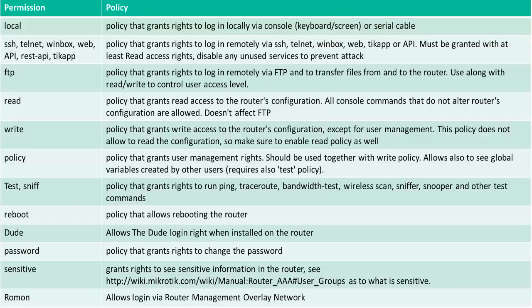This list details the various permissions that you could apply and the policy that it allows. The local policy allows you to log in locally via either a console cable or using the keyboard and screen in the case of a CHR router. SSH, Telnet, Winbox, Web, API, REST API, and TICAP are all methodologies whereby you can log into the router. So you can grant access to one or more of those services depending on the level of access required.